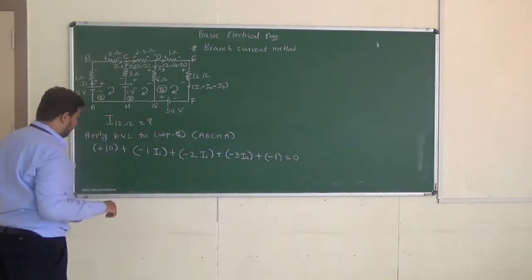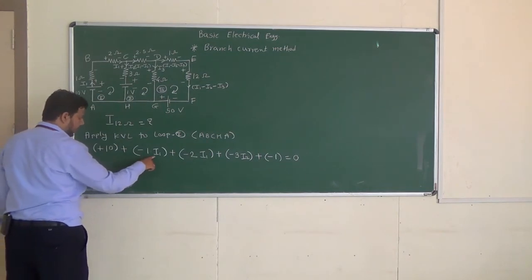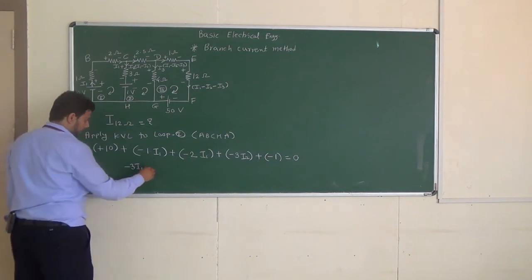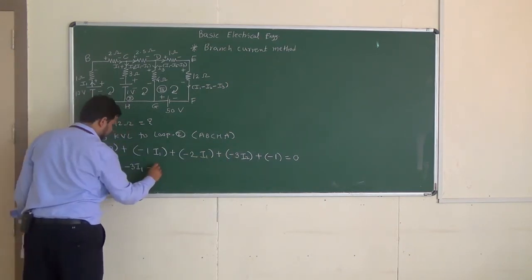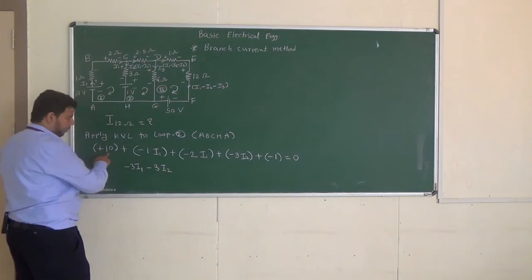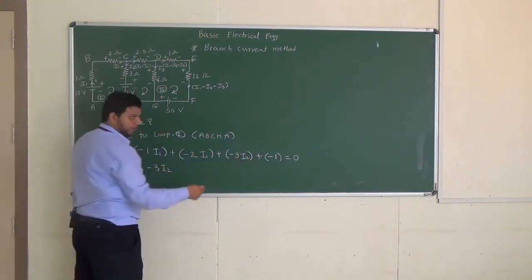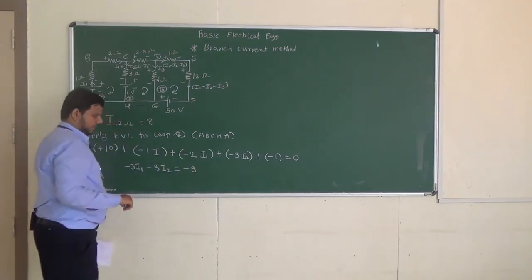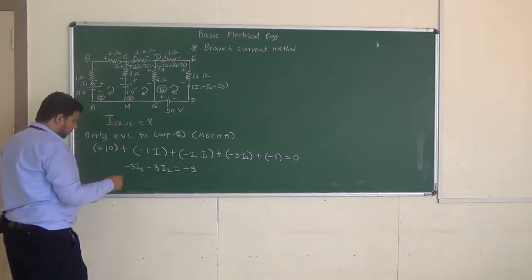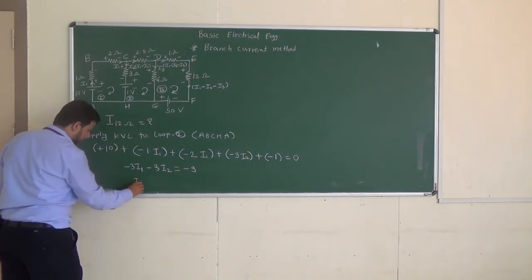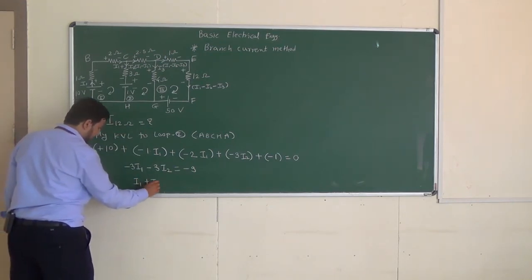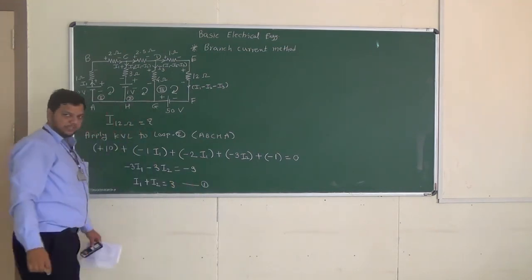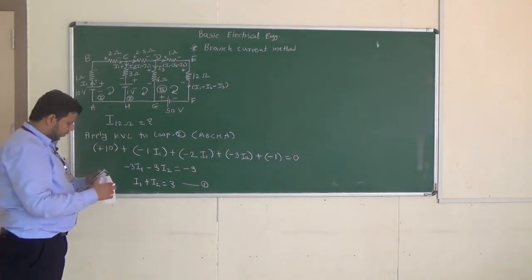Now just mathematical simplification we will do. So here minus I1, minus 2I1, it will be minus 3I1, minus this term 3I2, then plus 10 minus 1, it will be plus 9. On that side if we take, it will be minus 9. Okay, we can divide each term by minus 3. So our equation will be I1 plus I2 equal to 3. That is our first KVL equation, I1 plus I2 equal to 3.